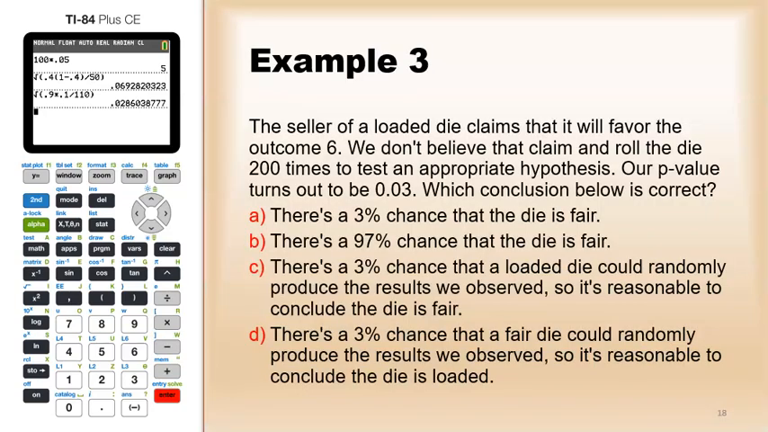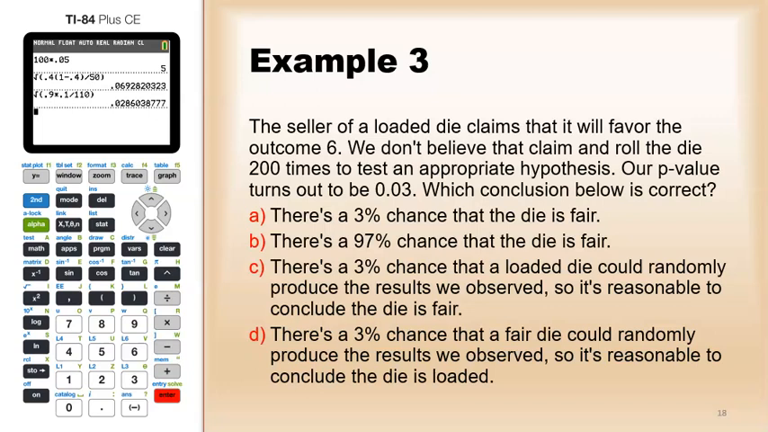All right. The seller of a loaded die claims that it will favor the outcome 6. So if you roll a die, you're more likely to get a 6 than anything else. We don't believe that claim, and we roll a die 200 times to test an appropriate hypothesis, and our p-value turns out to be 0.03. So which conclusion below is correct?